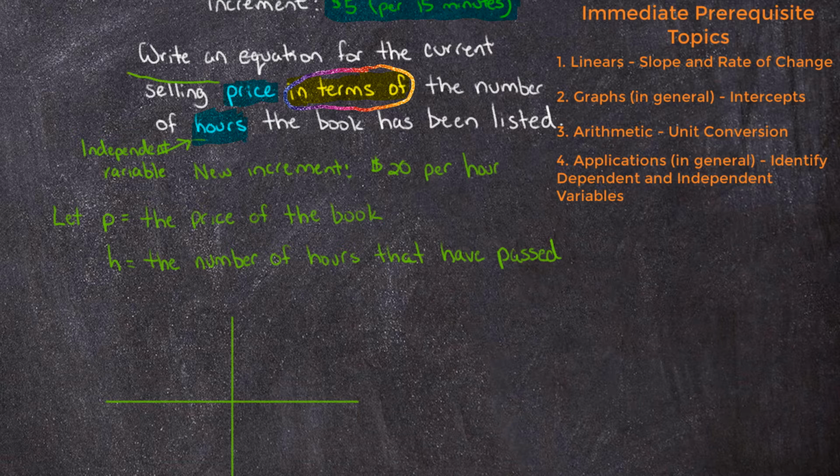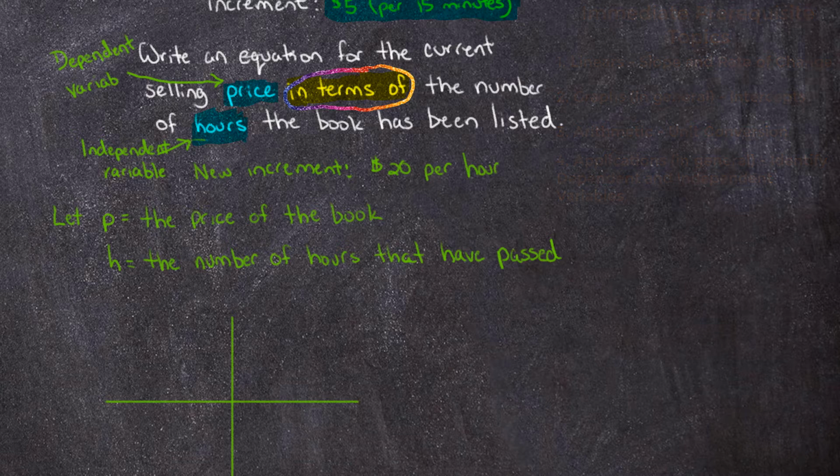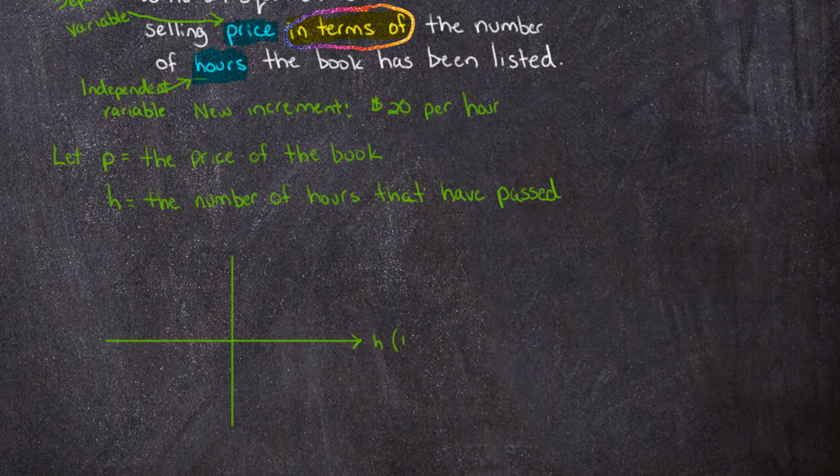So our independent variable is the number of hours that have passed. Therefore, our dependent variable is the current book price on the website. Let's go ahead and label the axes. If you are really rusty with lines, then it might be a good idea to write out the form of a random coordinate for this graph.